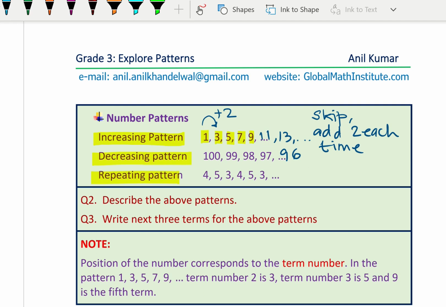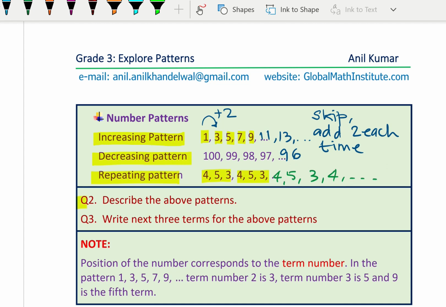Now let's look into the repeating pattern. Repeating pattern, as we also saw earlier, 453, 453. We have a core group that repeats, and so we could write this down as 453, 453, and so on. The group repeats. Now, as an exercise for you, you have two questions to answer.